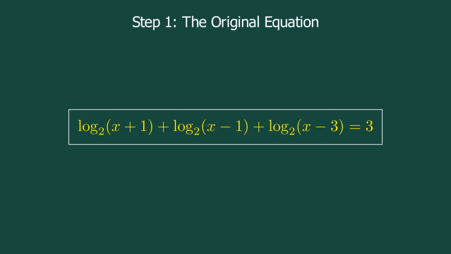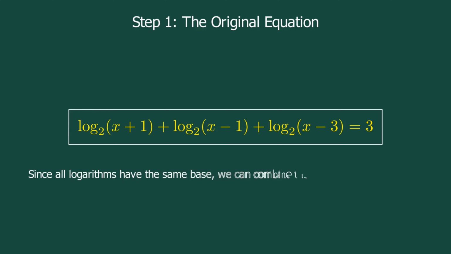We are asked to solve the equation logarithm base 2 of x plus 1 plus logarithm base 2 of x minus 1 plus logarithm base 2 of x minus 3 equals 3. Since all 3 logarithms have the same base, we can combine them into a single logarithm.